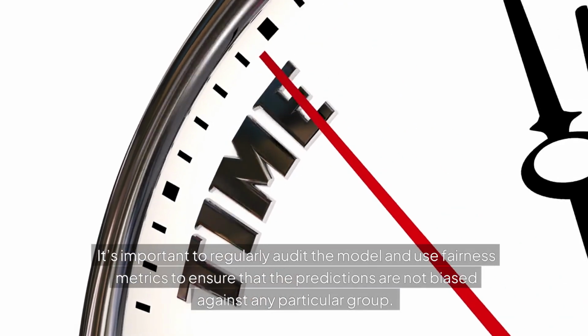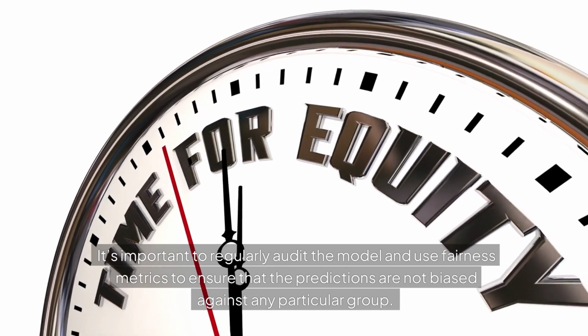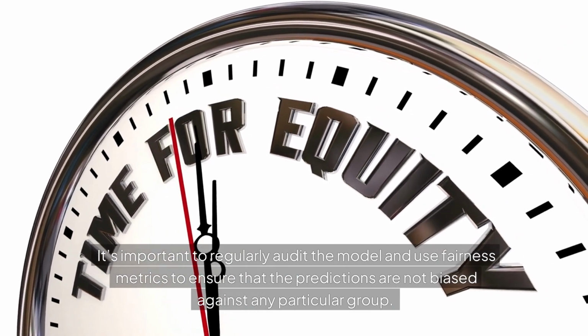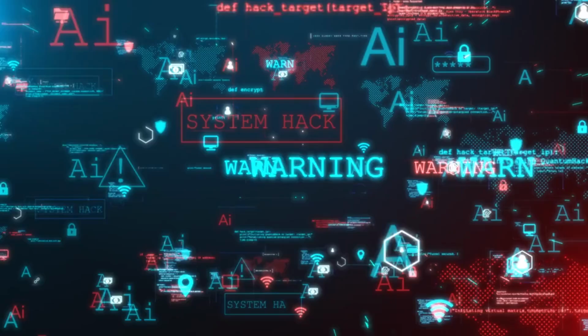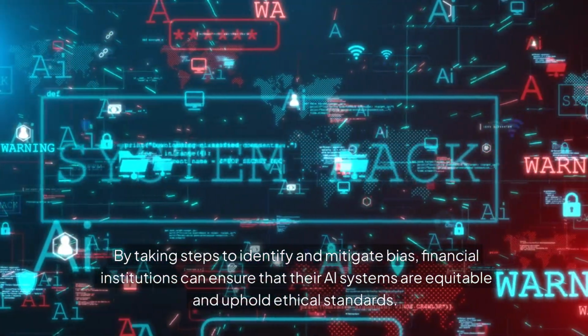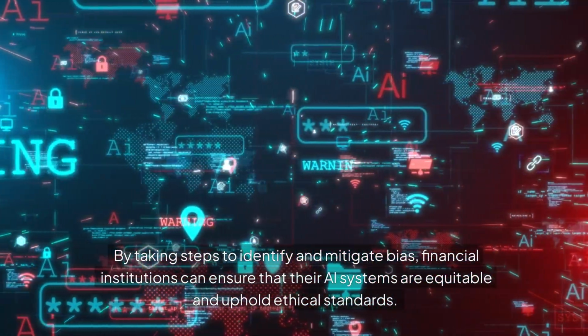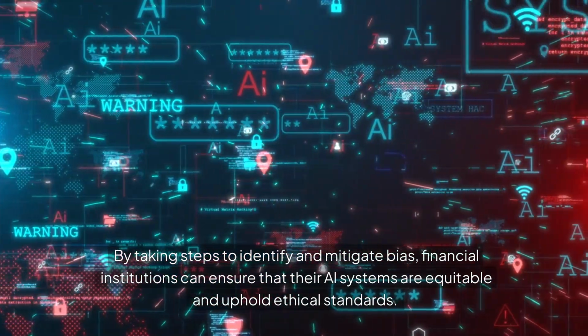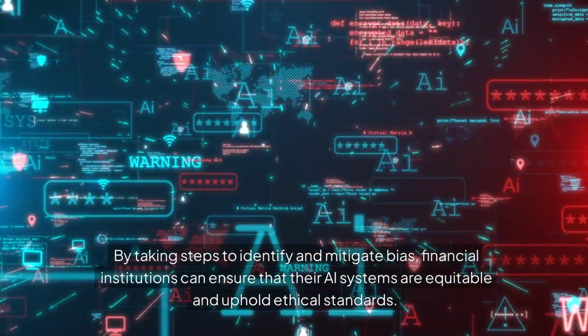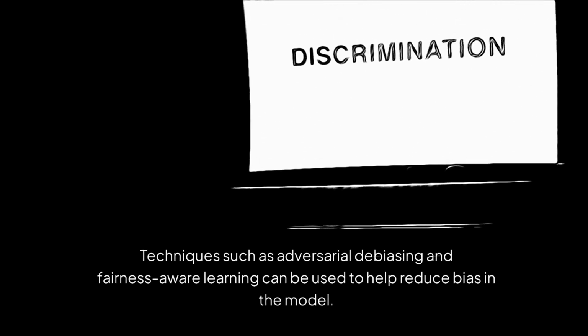It's important to regularly audit the model and use fairness metrics to ensure that the predictions are not biased against any particular group. By taking steps to identify and mitigate bias, financial institutions can ensure that their AI systems are equitable and uphold ethical standards. Techniques such as adversarial debiasing and fairness-aware learning can be used to help reduce bias in the model.